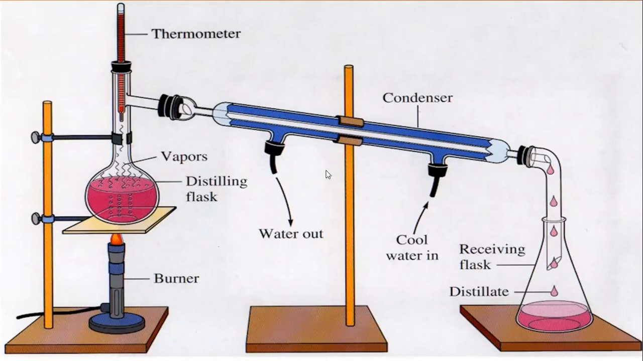So as this is passing, you can see there is an inlet and outlet for the cooling water. So the cooling water will enter, the temperature of the condenser starts to decrease. So when it decreases, the gaseous state of water converts back into liquid state, and we can collect it from an outlet pipe into a receiving flask which contains distilled water.